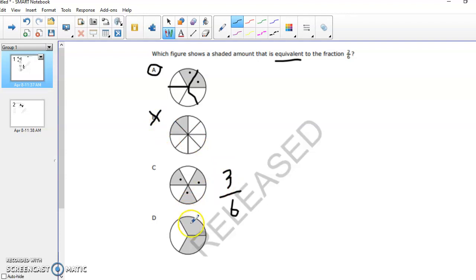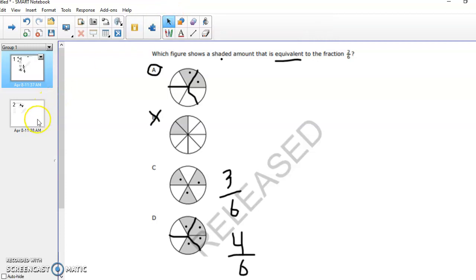So if I look here, I have 1, 2, 3 pieces in the whole. So going back up to A, I can take 3 pieces and split them in half. And that's going to give me 6 pieces. A little shaky because of my mouse. If I take each piece and turn it into 2, 1, 2, 3, 4, 5, 6 pieces in the whole, but 1, 2, 3, 4 of them are shaded. So this wouldn't be equal to 2/6. This would be equal to 4/6 because it says a shaded amount. A shaded amount, not a white amount. The white amount would be 2/6.